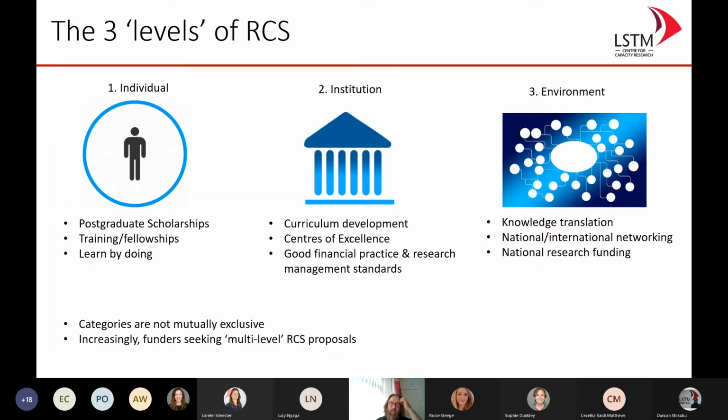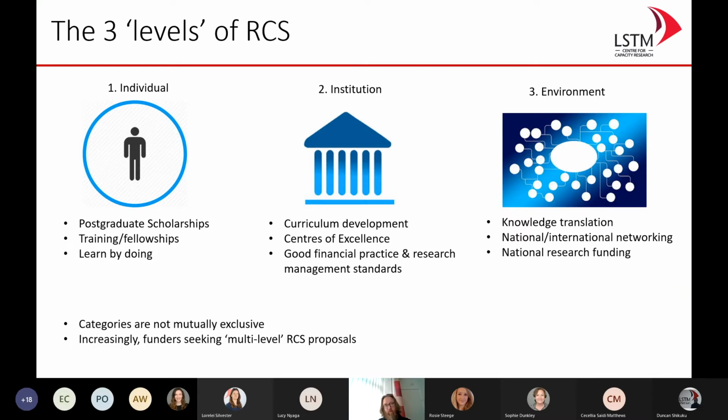Now, I've referred in our training objectives and subsequent to that to the 3 levels of research capacity strengthening. And what we mean by this is captured in this slide. So the first level is the individual researcher or research support worker or research professional. So that's strengthening the capacity of individuals to carry out or support research. And under that figure there, you see some examples of research capacity strengthening initiatives that target the individual.